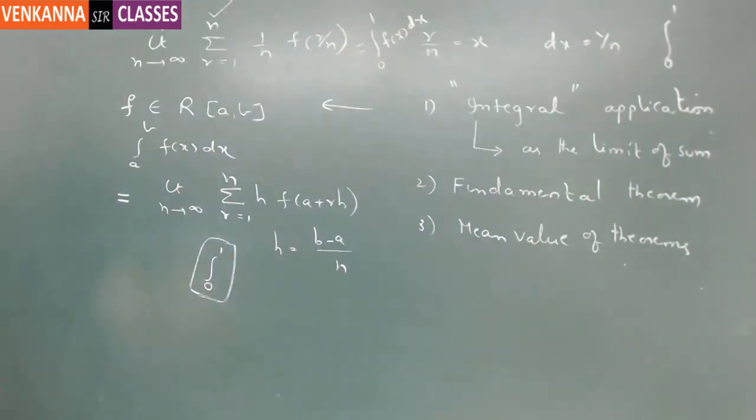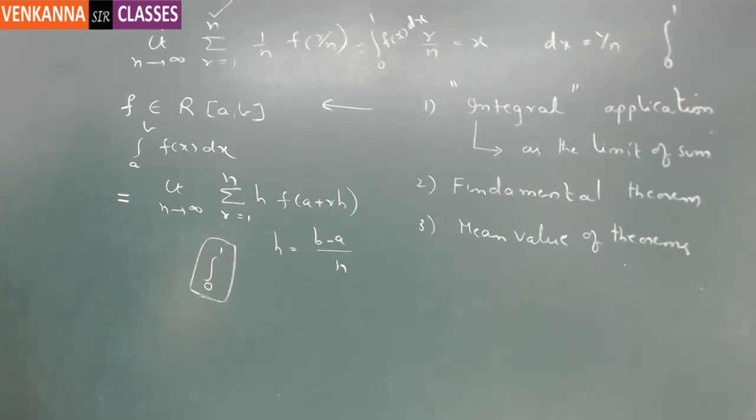Please take a note of that. While doing the problems, we will make use of it. So we substitute x in place of r by n, dx in place of 1 by n, and limit and sigma both will be replaced with integral 0 to 1. So this concept is called integral as the limit of sum. Fine. Is it clear to all, or any questions?